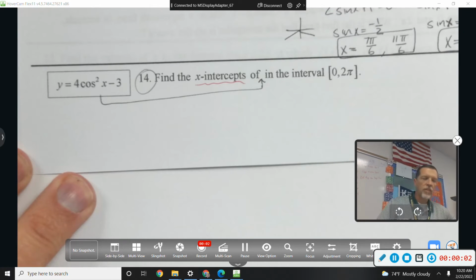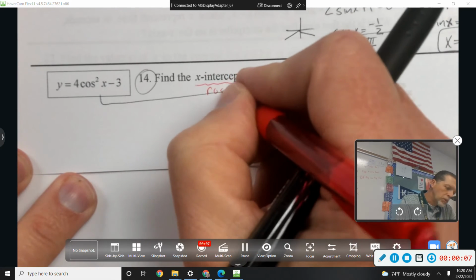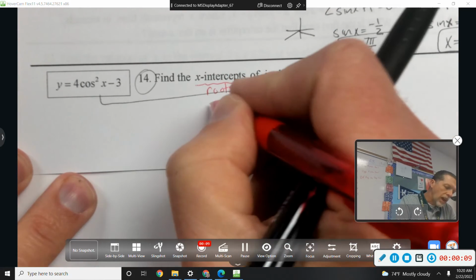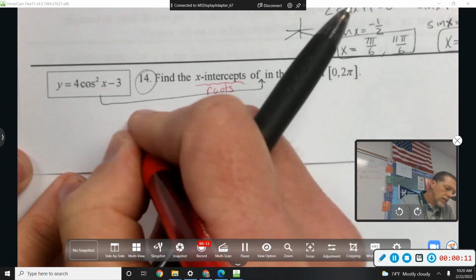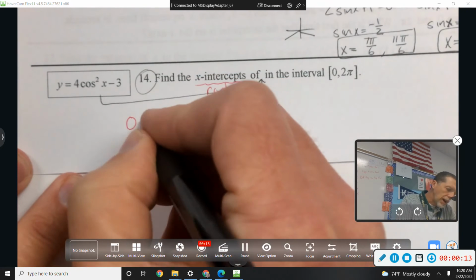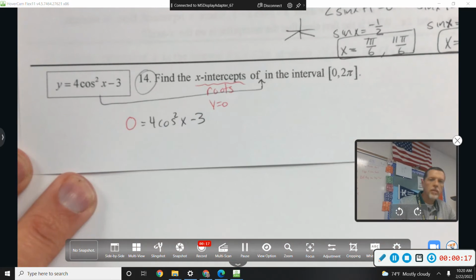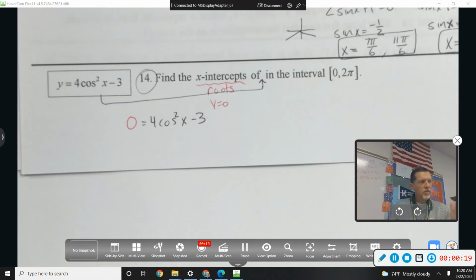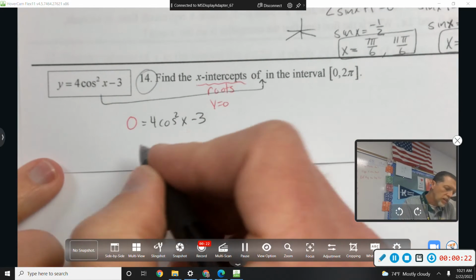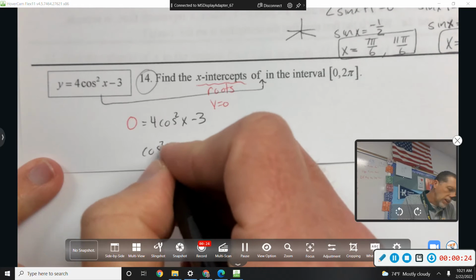So looking at worksheet 5, number 14. Yeah, x-intercepts is a fancy term for roots, and for y equals 0. So we'll plug in 0 for y. And then now it's just like all the other equations. So let's add 3 and divide by 4.